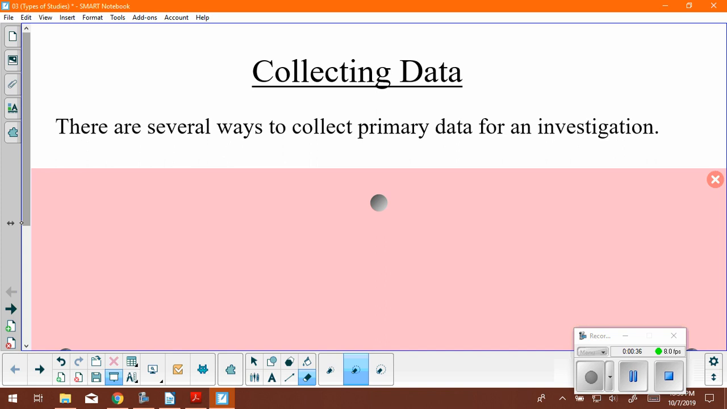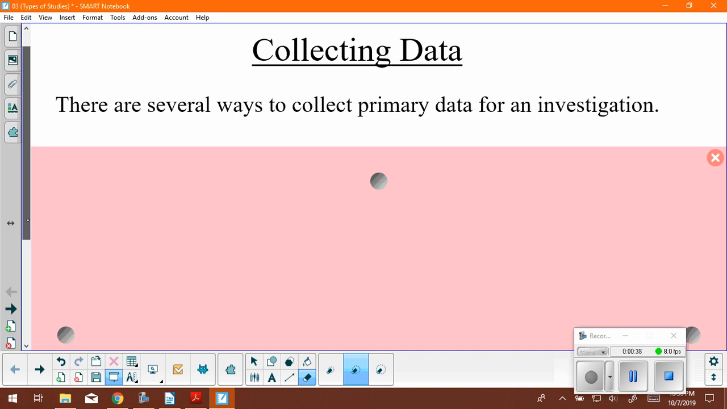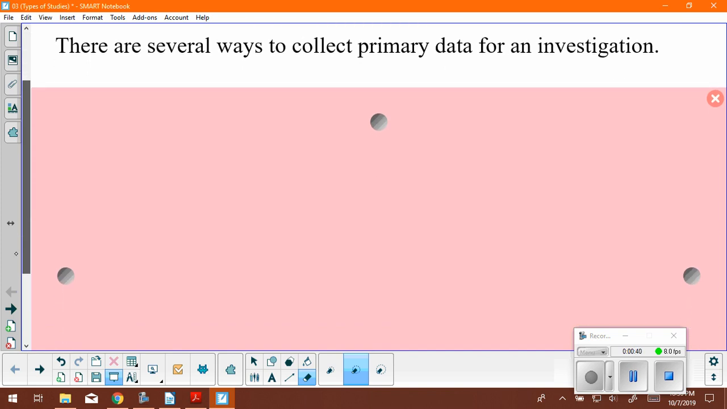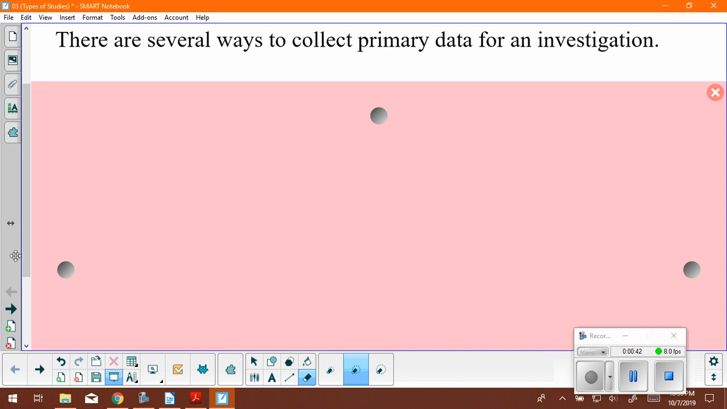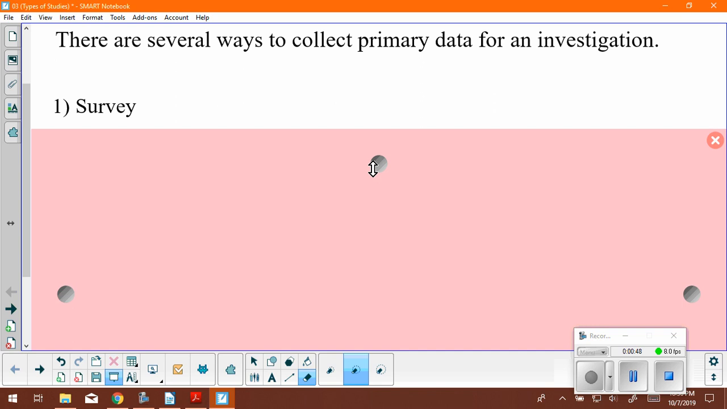So there are several ways to collect primary data for an investigation. Again, primary is data that you get yourself. Secondary is from an existing source. So a survey, which you've already talked about.